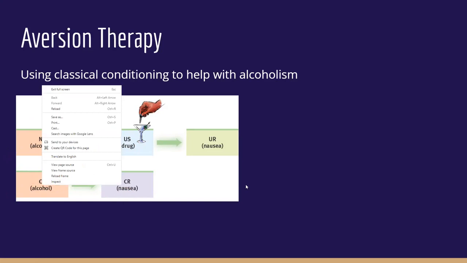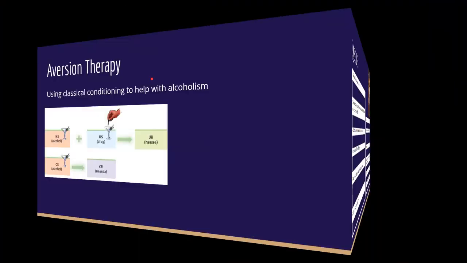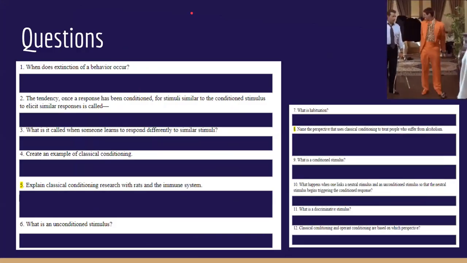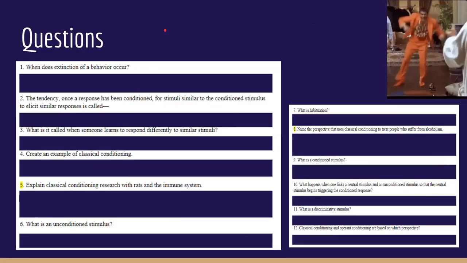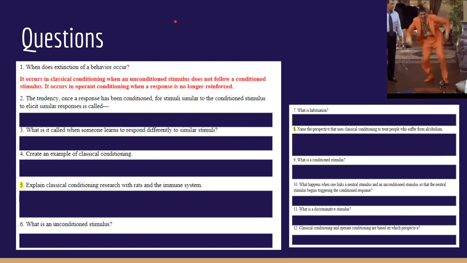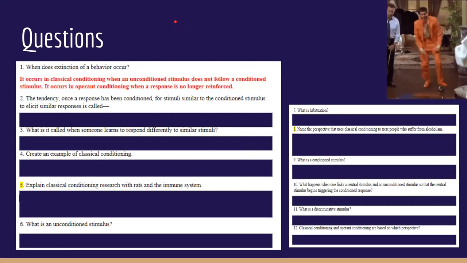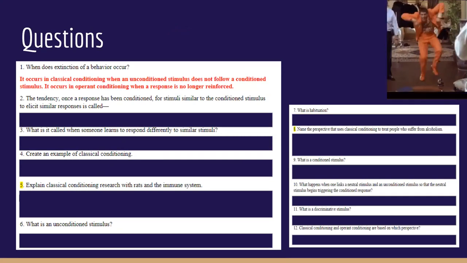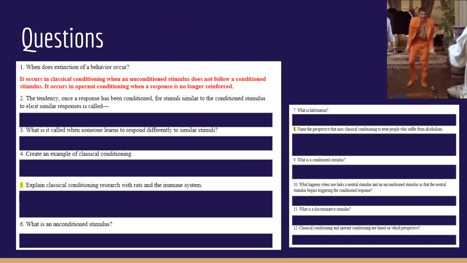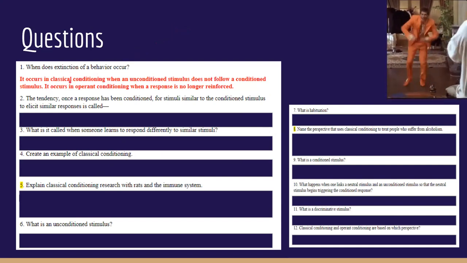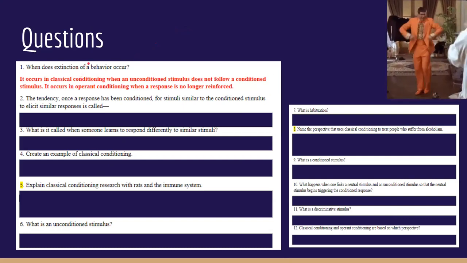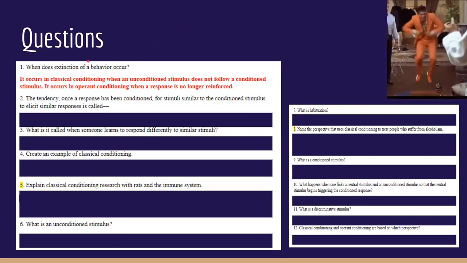Now you've had some examples, but you got to know about the little Albert thing, and you got to know about the aversion therapy. Okay, so let's have some questions now. When does extinction of a behavior occur? It occurs in classical conditioning when an unconditioned stimulus does not follow a conditioned stimulus. Well, it's basically, this is just telling you what it is. It's not saying this is not the cause of it. The cause of it is if classical conditioning does not occur, you just don't practice it for a while.